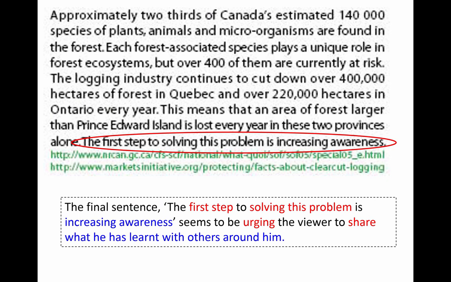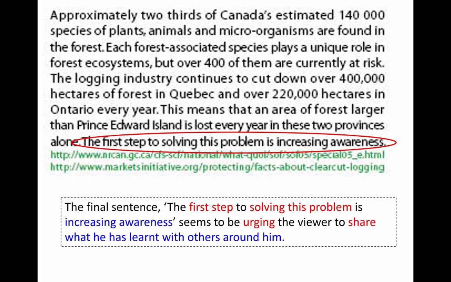Finally, the last sentence here, right, says the first step to solving this problem is increasing awareness. Okay, what this does is to urge the viewer to share what he has learned with others around him. So this is the action that the viewer has been encouraged or persuaded to take by this visual text. Okay, so this therefore concludes our analysis of this particular visual text.